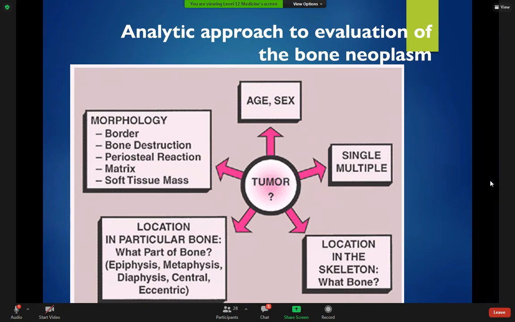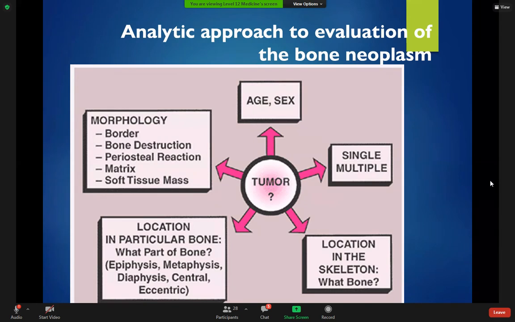Then we start to look at the X-ray and see if it is a single lesion or multiple lesions. Then we look at the location. Where is it exactly in the bone? Is it in the metaphysis, epiphysis, or diaphysis? This will help us to tell what type of tumor, so every tumor has a specific location. Most likely they will have a specific location that will help us to identify the tumor.